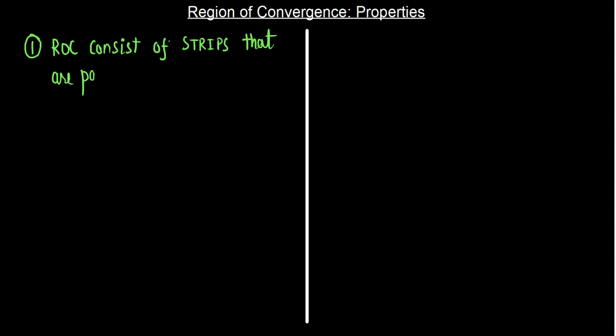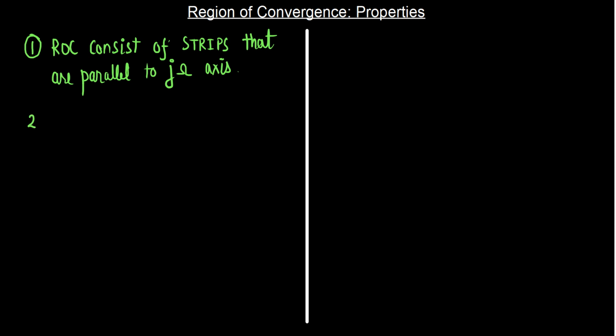So the first observation about the region of convergence is that the ROC, the region of convergence, consists of strips that are parallel to the j omega axis. That's the first observation that we can make from the regions of convergence that we have seen so far.